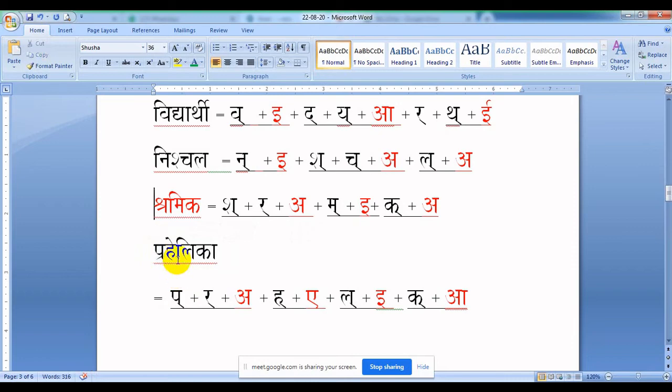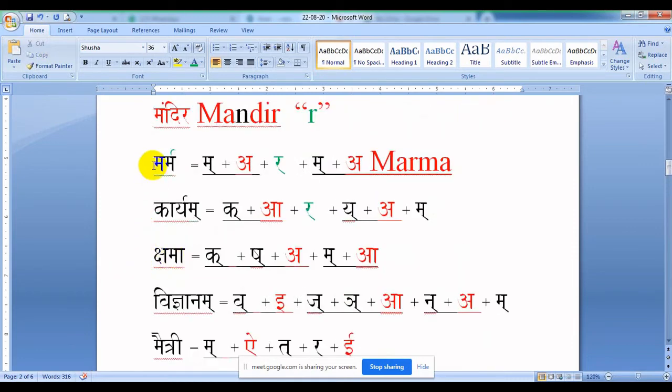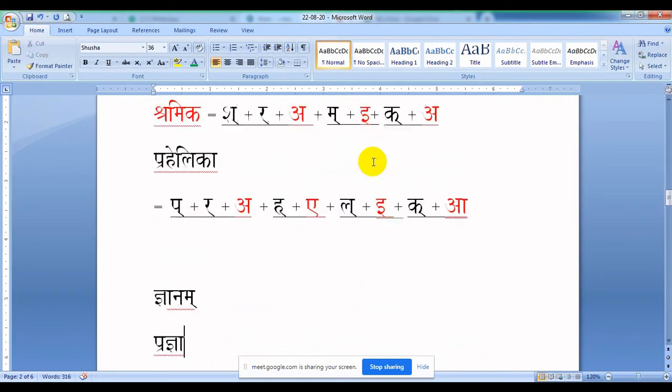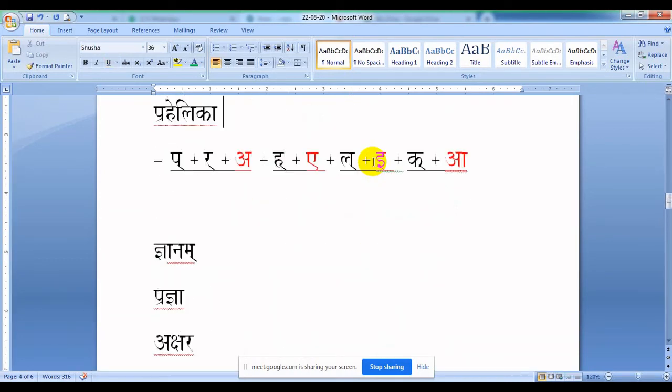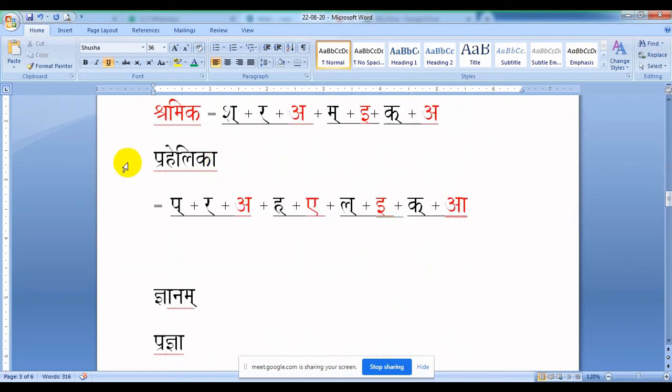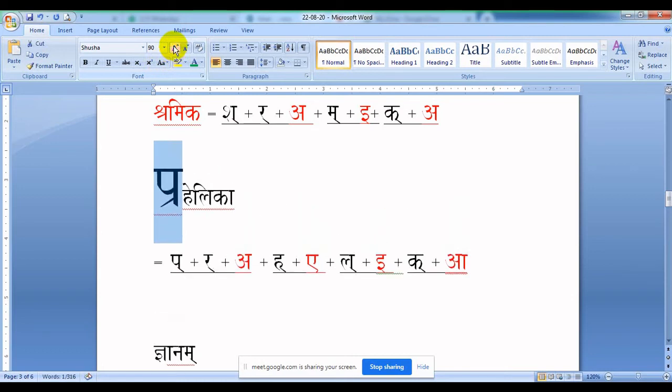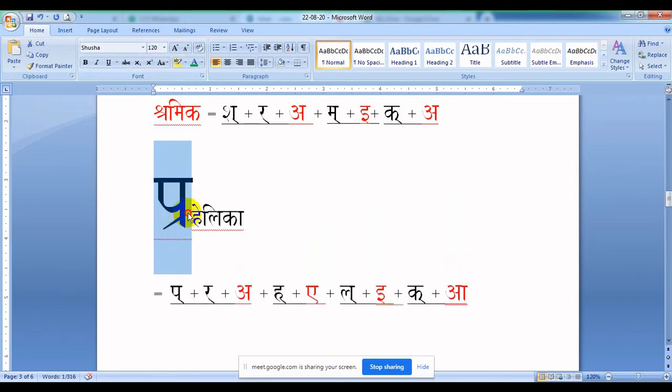Now here you could see in marma that ra was pronounced before the letter where this repha is there. On whichever letter this repha is there, that ra should be pronounced just before this letter. But now we will see a different kind of word. See. Can you see this pra? Now let me increase the size of this letter. See, pa.